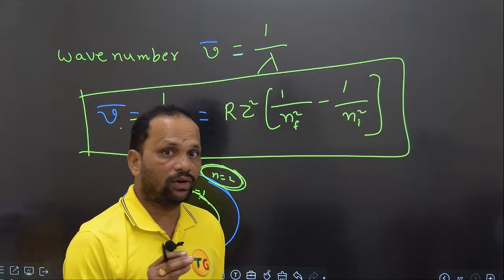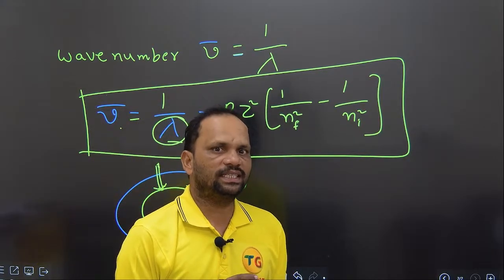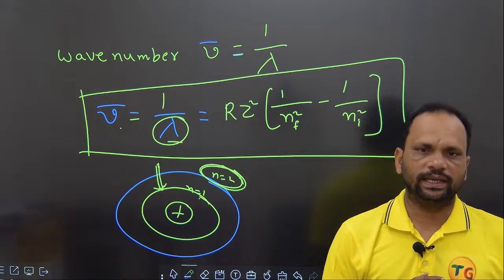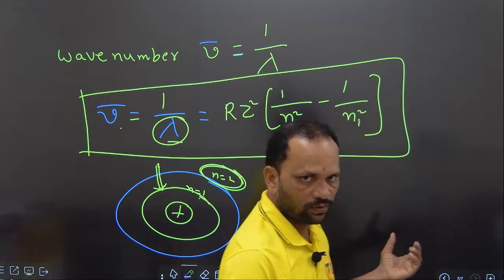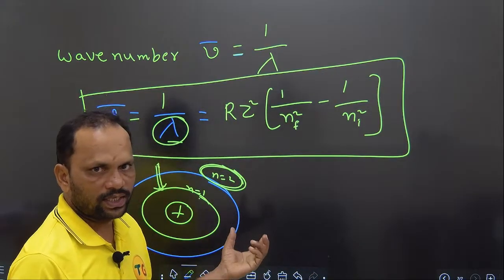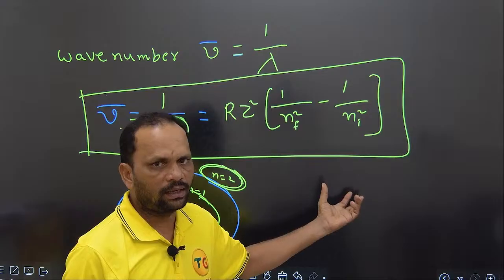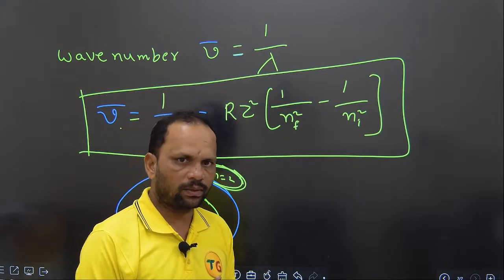One more thing is ionization. How much energy is required to remove an electron from an atom. So all these things we have discussed. In the next chapter, we will discuss the hydrogen spectrum and limitations of Bohr's atomic model.